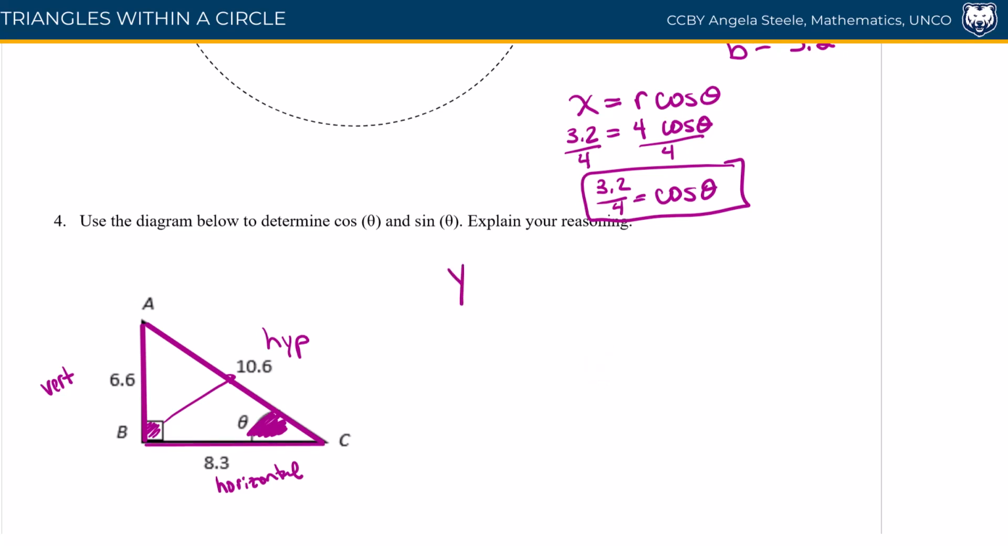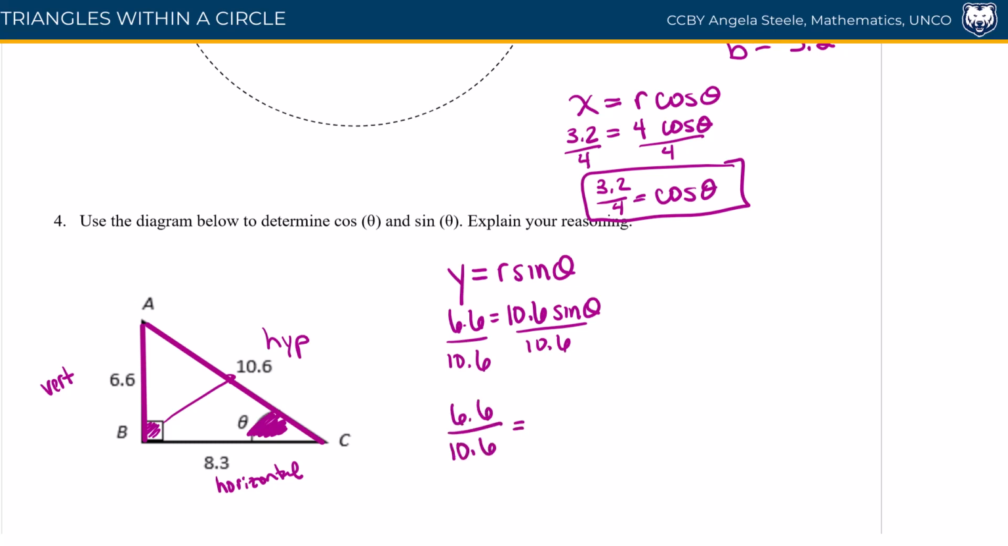So we'll start with sine. So y equals r sine of theta. Y is 6.6 equals 10.6 sine of theta. And then divide both sides by 10.6. So that gives us our sine of theta.